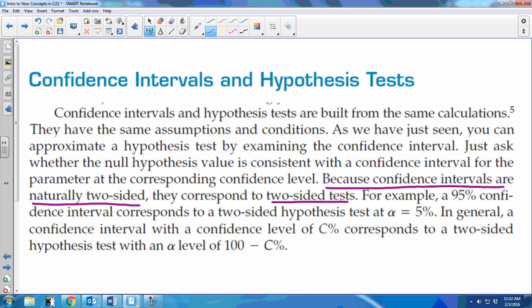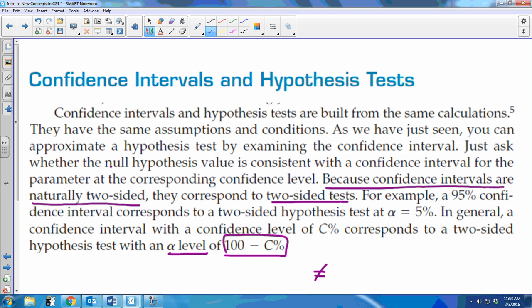A two-sided test is when you had not equal to as your alternative hypothesis. Okay? So for example, a 95% confidence interval corresponds to a two-sided hypothesis test at alpha equals 5%. Generally, your alpha level is 100 minus whatever your confidence level is. So you have this confidence interval, and then you can make some sort of conclusion. We'll do an example in a second. And then they're going to ask you, well, what significance level would you have used? Well, it's 100 minus your confidence level.